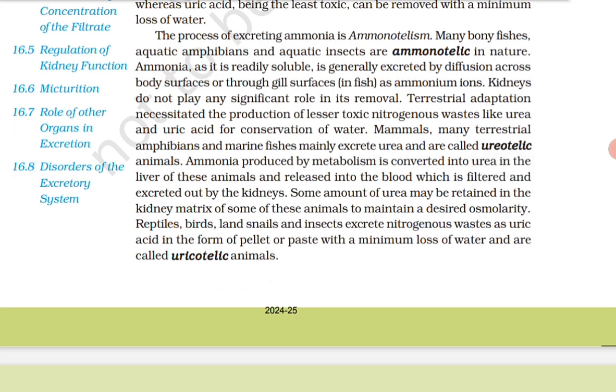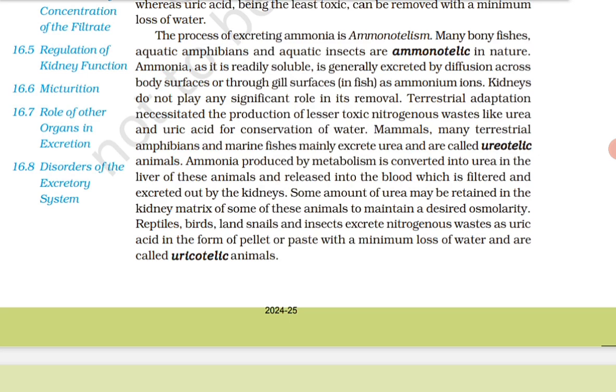Some amount of urea may be retained in the kidney matrix of some of these animals to maintain a desired osmolarity.